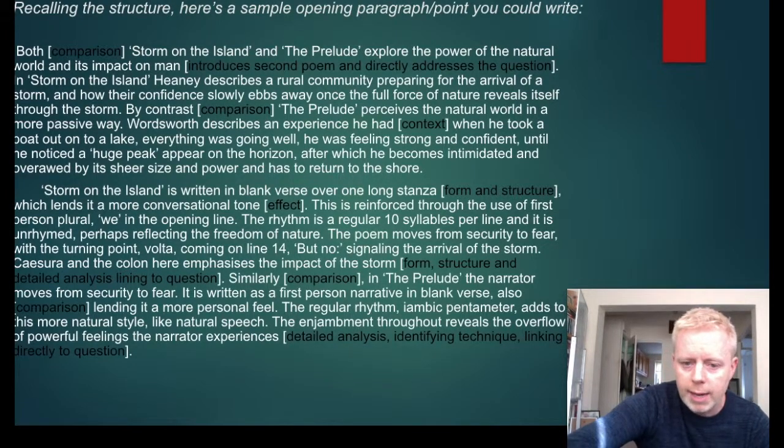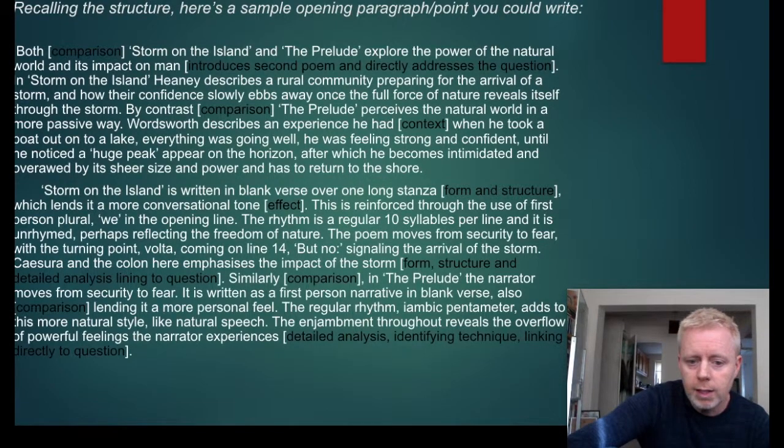Similarly, I'm comparing again within the same paragraph, in the Prelude the narrator moves from security to fear. It is written as a first-person narrative in blank verse, also lending it a more personal feel. The regular rhythm, iambic pentameter, adds to this more natural style, like natural speech. The enjambment throughout reveals the overflow of powerful feelings the narrator experiences.